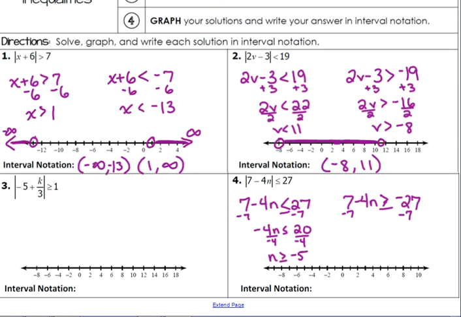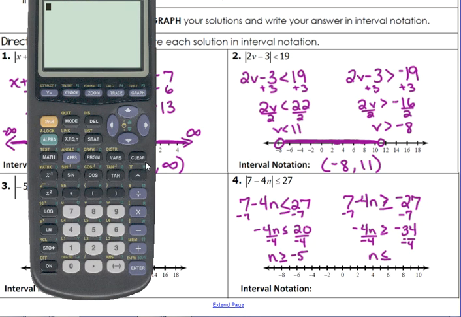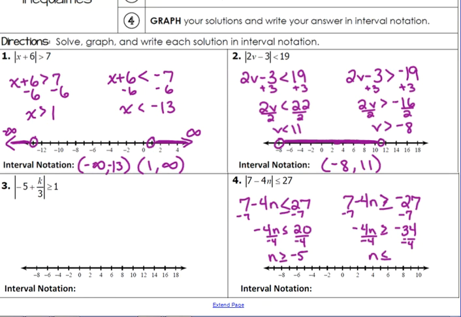Other one, subtract 7. Negative 4n is greater than or equal to negative 34. Divide by negative 4. N is less than or equal to, now I go to my calculator. I mean, I should be able to do this, but negative divided by negative is a positive. They're both divisible by 2, so that's 17 over 2.